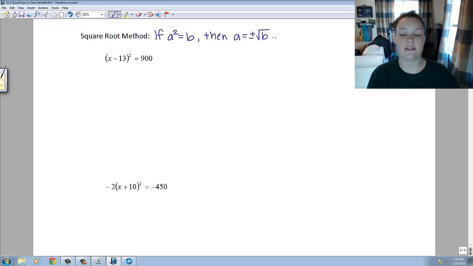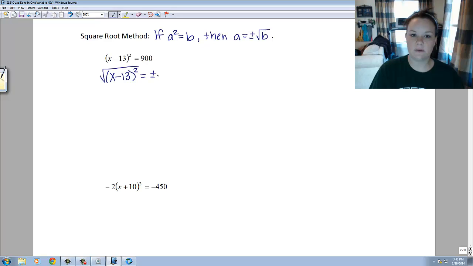So using that method, or that idea here, I have a quantity squared equals 900. So to get rid of that square, what I'm going to do is take the square root of both sides. When I take the square root of the left-hand side, the square and the square root will cancel. On the other side, don't forget your plus or minus, and I get the square root of 900. Okay. Now when I cancel my square and my square root, that leaves me with x minus 13 is equal to plus or minus. I want to go ahead and see if I can simplify the square root of 900.